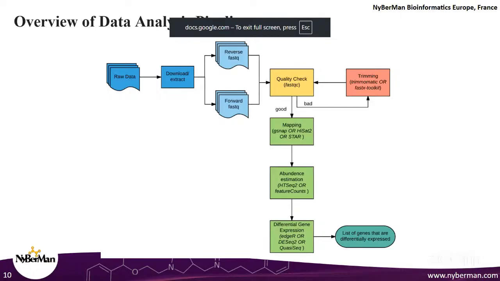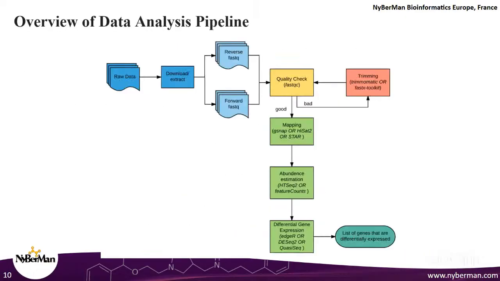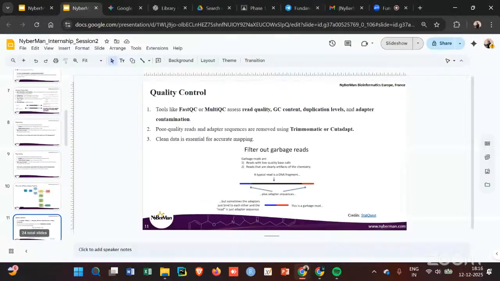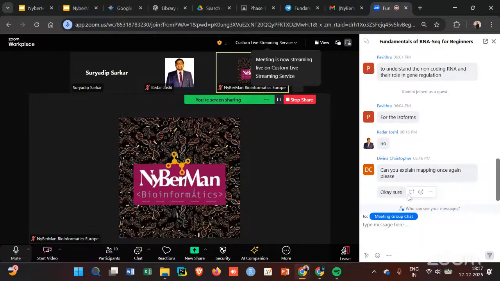Okay. So now the first step, as I said, after you have obtained the FastQ files, is... Mahadev, kindly hold on. There is a request to repeat one concept. Okay, can you explain mapping once again? Sure. I would request you to hold on to the thought because we will go through an overview of mapping again. If you have a doubt even after that, we can take it up. Okay.